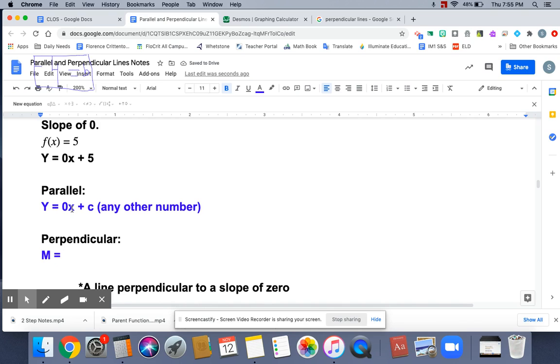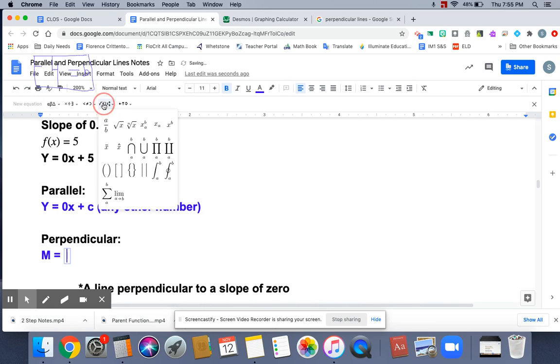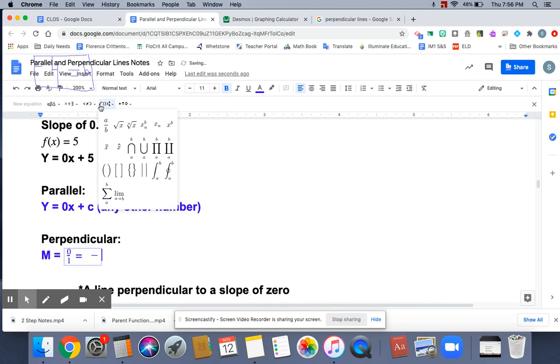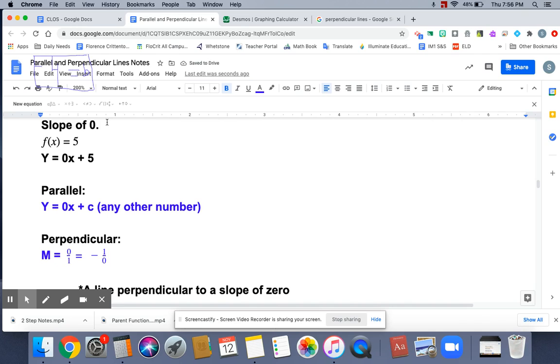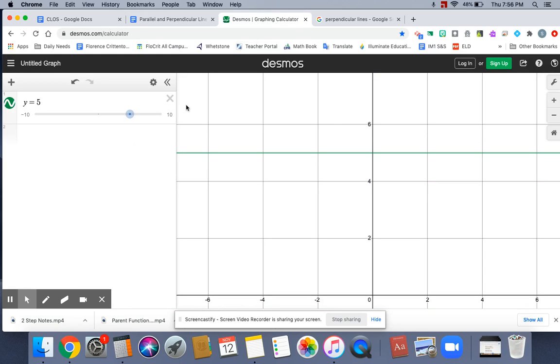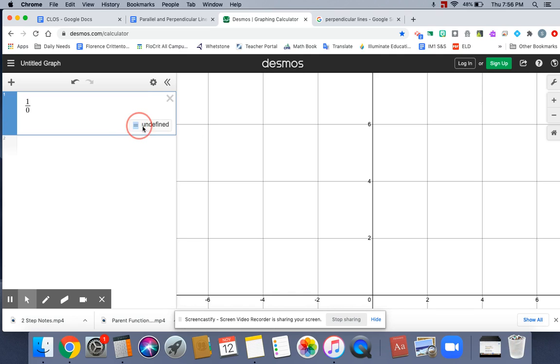But for perpendicular, you take that 0 and you divide it by 1 to turn it into a fraction. And then you do the opposite, which is negative, and then reciprocal, which is where you flip the fraction. So they're saying my slope should be 1 divided by 0. However, it is quite impossible to divide anything by 0. Look, it says it's undefined. You cannot do it. You cannot divide by 0.